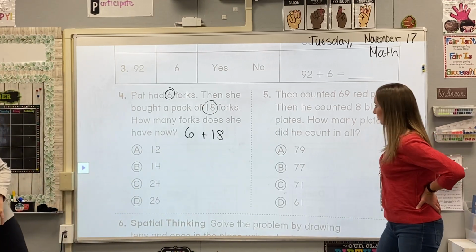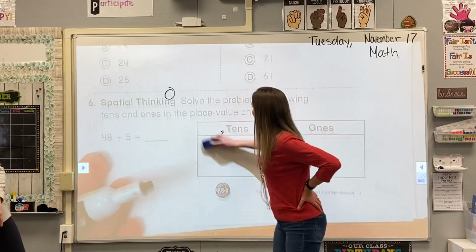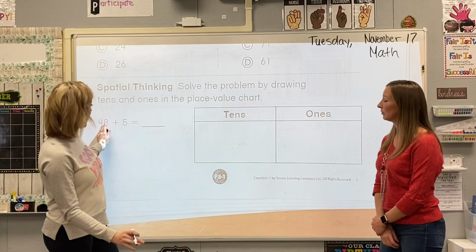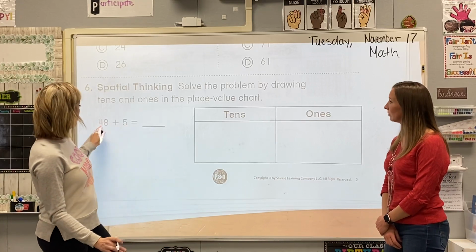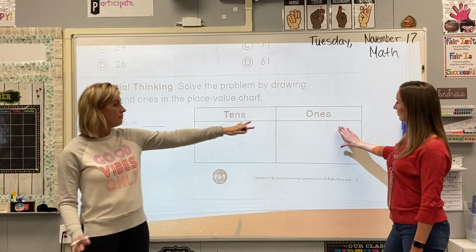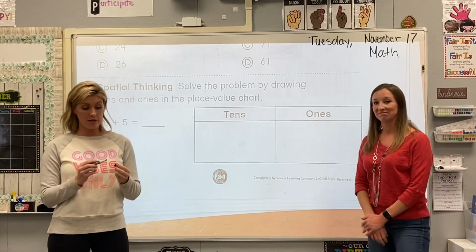And same down here at the bottom. It looks like you guys are going to do exactly what we've been doing. You're going to have the problem 48 and 5. Draw your 10s rods here. Draw your 1s over there. Group, scoop, and trade, and find your answer. Good luck.